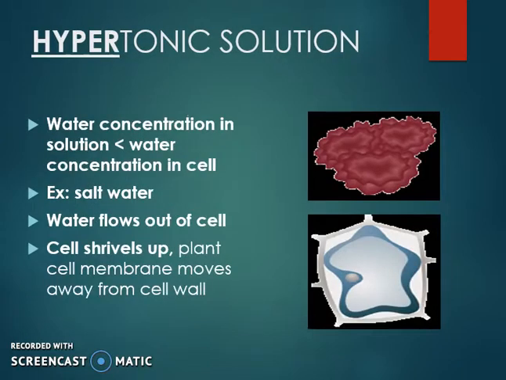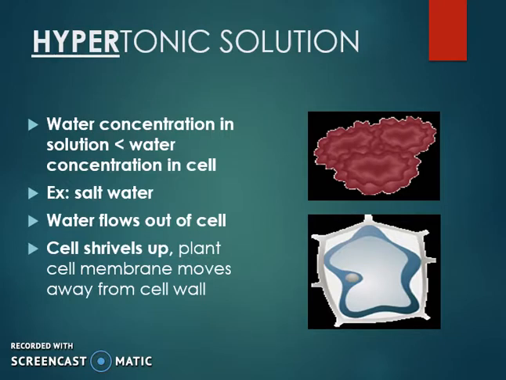Then lastly, you have hypertonic. Think of someone who's hyper, very fast, very high. So the water concentration in the solution is less than the water concentration inside the cell. So think of it: if I put my cell in salt water, what's going to happen? There's a very low concentration of water outside, or surrounding, the cell. So therefore the water inside the cell is going to move out because it wants to go from high to low.